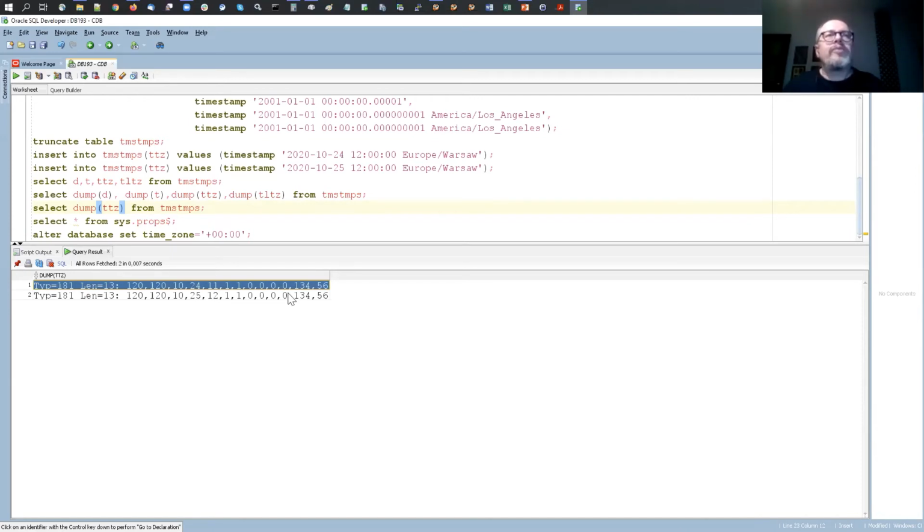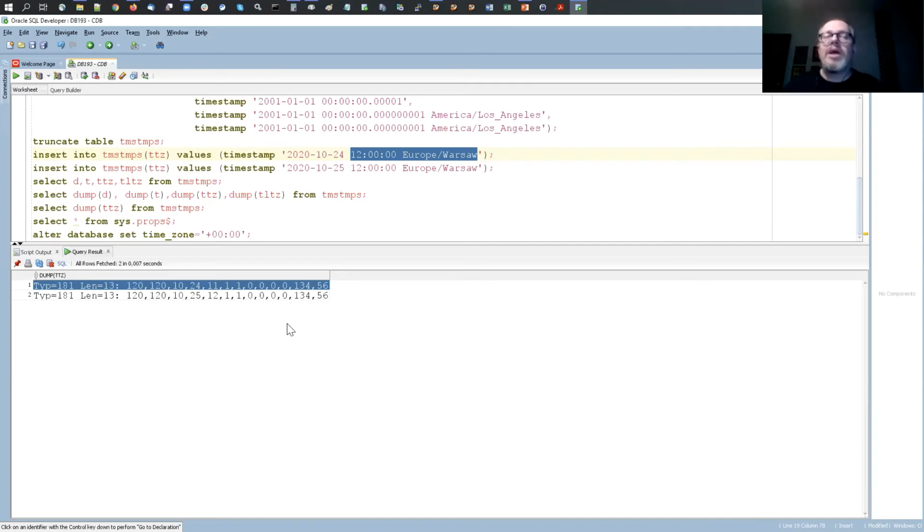So here on the 24th, noon is still summer, so this is a 2 hour offset from UTC. We are 2 hours later, right? So when it is noon in Europe/Warsaw, the UTC hour is 10. However, on Sunday the 25th, it's already winter time, which means it is only a 1 hour difference. And because there is only 1 hour difference, the hour stored is 11 and the byte is 12, so 11 plus 1. So this is still fine.